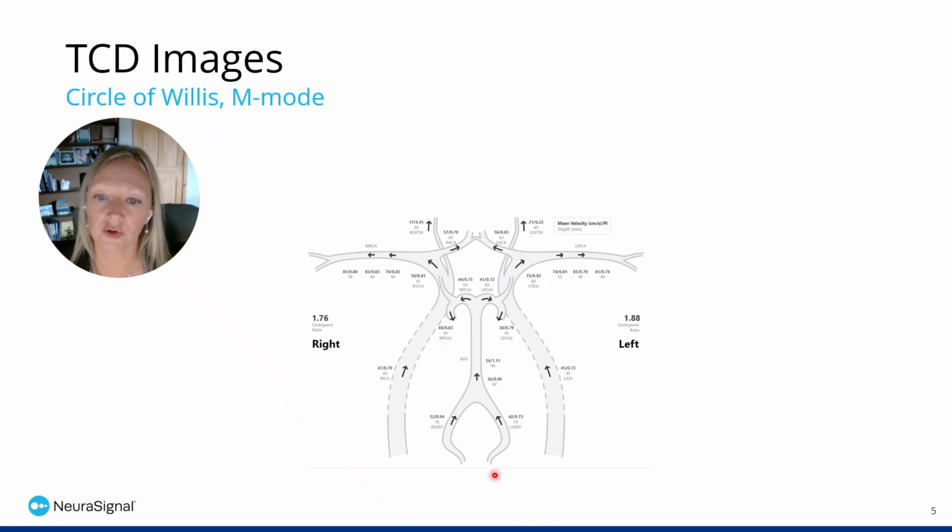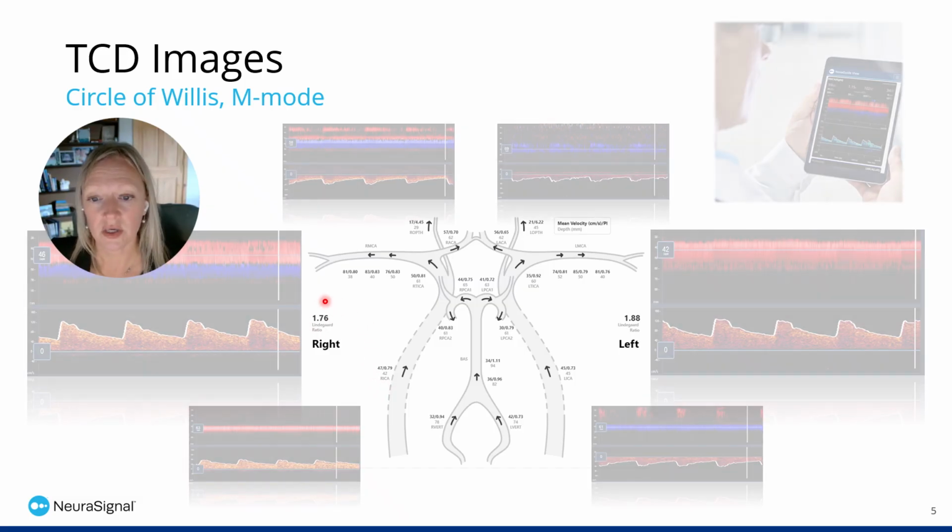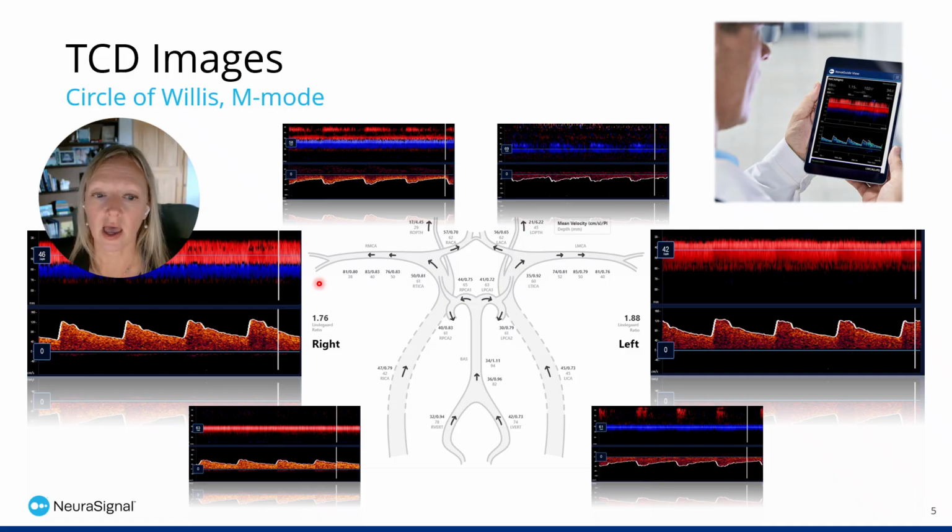Here is our circle of Willis layout, as you'll see on the reports. We have our ICA, MCA, ACA, and same thing on the other side, our ICA, MCA, ACA, our vertebrals and basilar. There will be the depth the image was taken on the side with the vessel label, the mean velocity, and the pulsatility index will be included. Our Lindegaard ratios will also be included for our vasospasm patients, but what the images will appear as is that M mode that we saw on the prior screen along with our spectrogram.